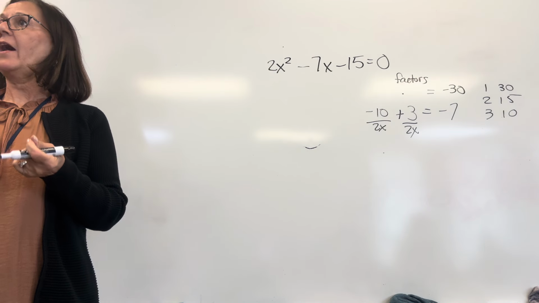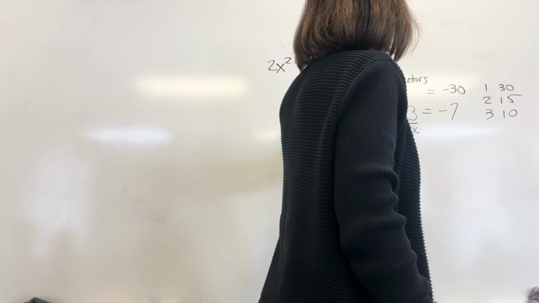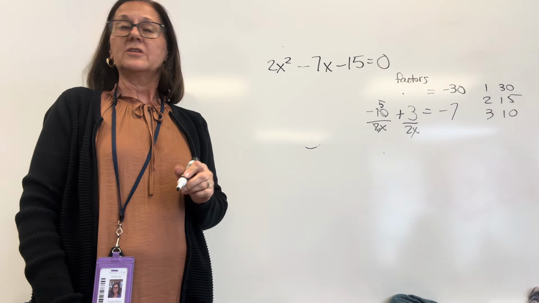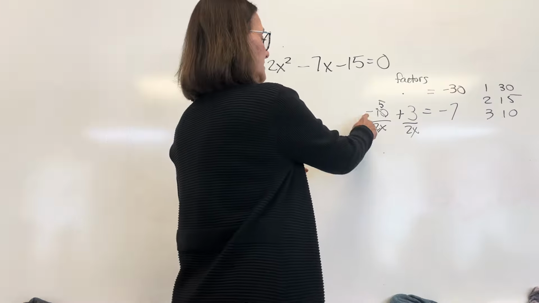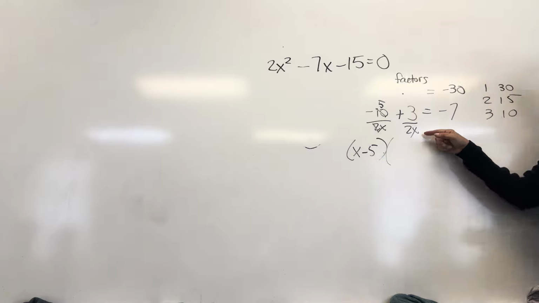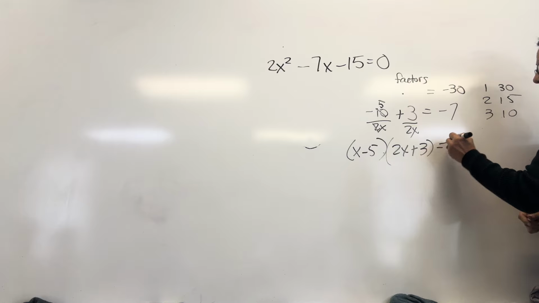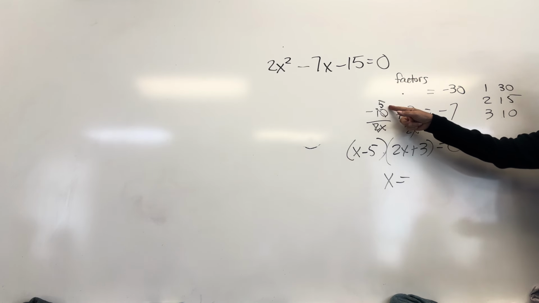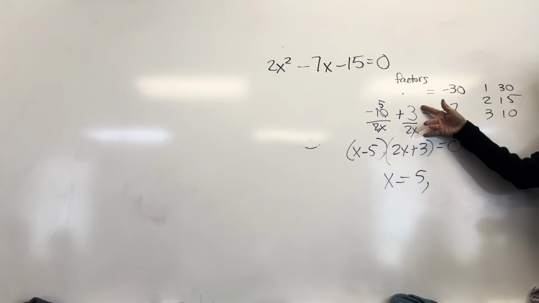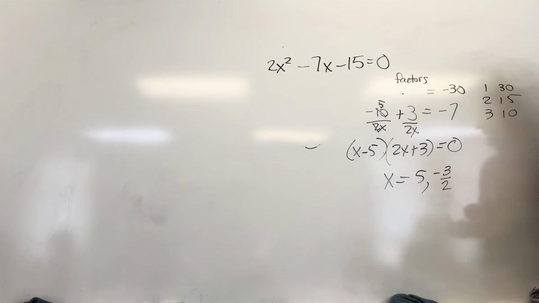Then I'm going to simplify the numbers. That becomes 1, that becomes a 5. The second term is not simplifiable. So reading bottom to top, it's x minus 5 times 2x plus 3. And what are my solutions? X equals positive 5 and negative 3/2. It's the opposite sign. Negative 3/2.